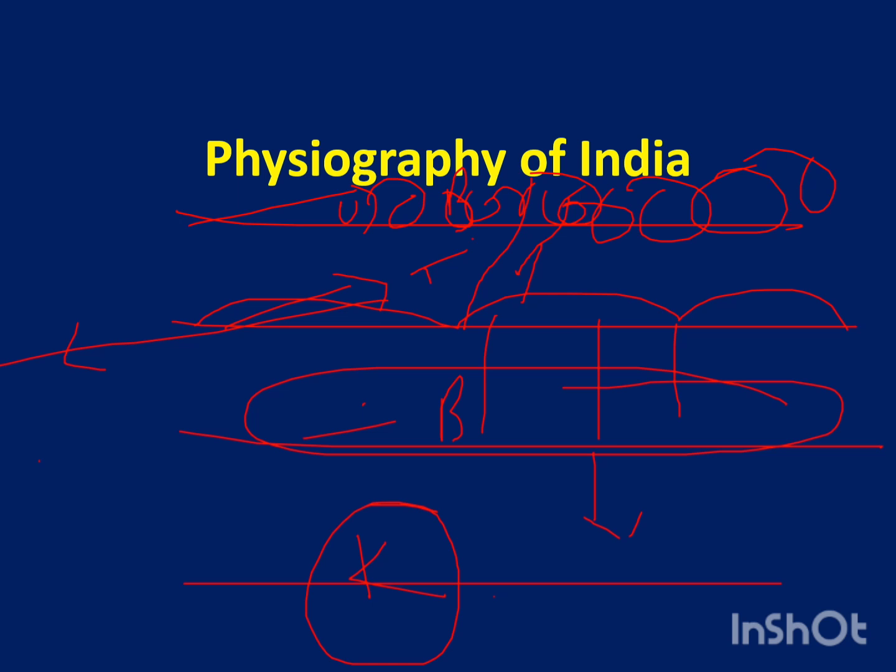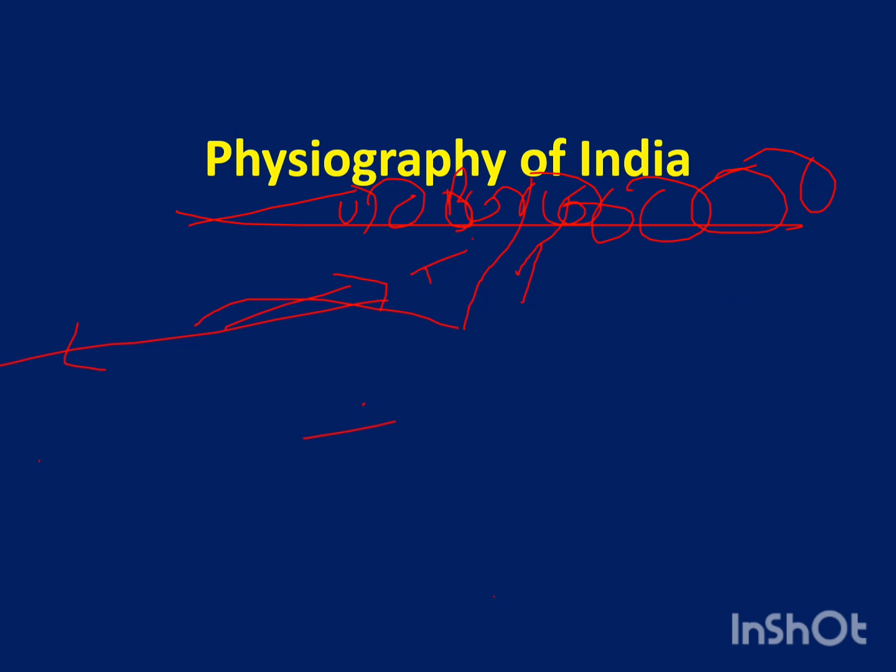Riverine islands are the islands which are formed due to the depositional work of rivers, especially in the lower course, due to the gentle slope and resultant decrease in the velocity of rivers. The one and only riverine island is in Assam. Name is Majuli Island.